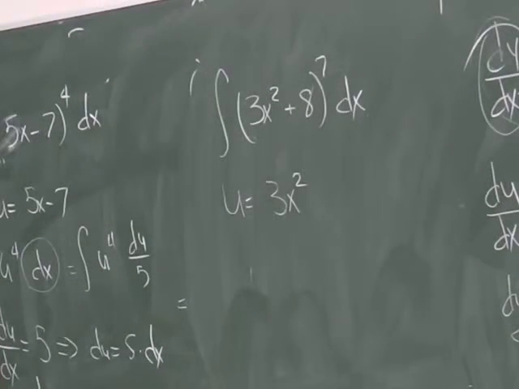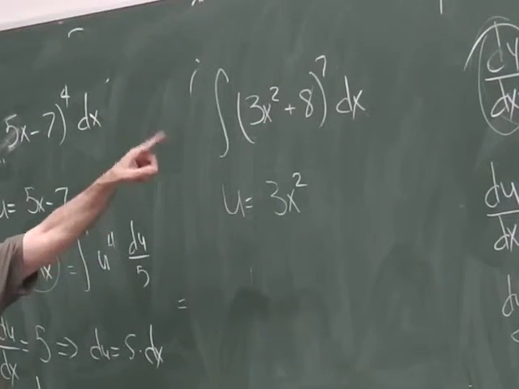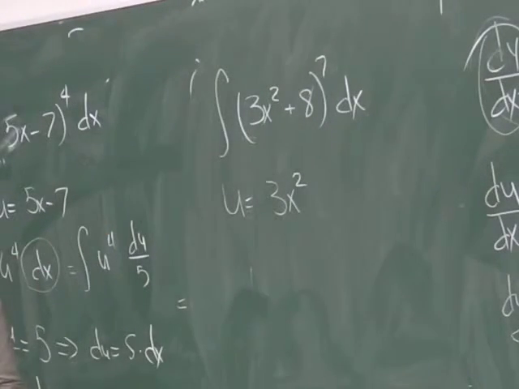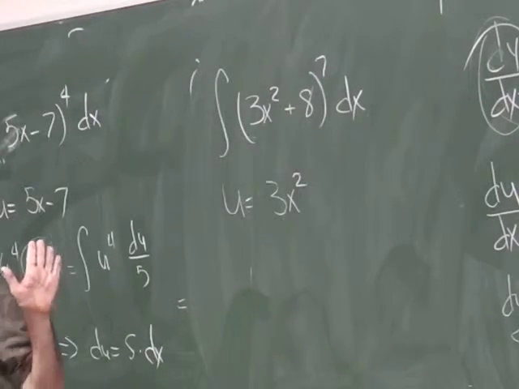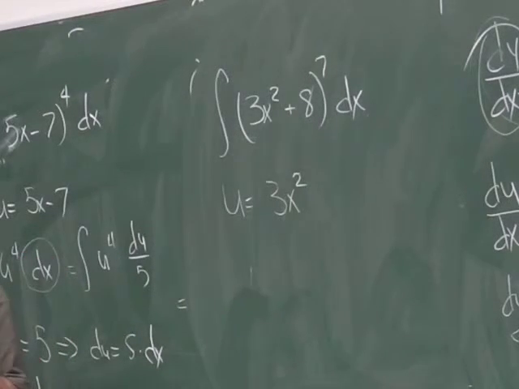Then we would get what? (u plus 8) to the 7th dx. Okay, you could try that, but you're just going to go in a circle. The goal is to get everything in terms of u. And you won't be able to do it. You can try, but you just won't get there.